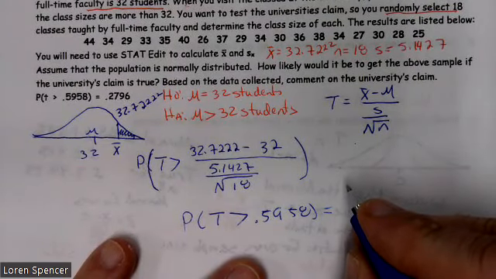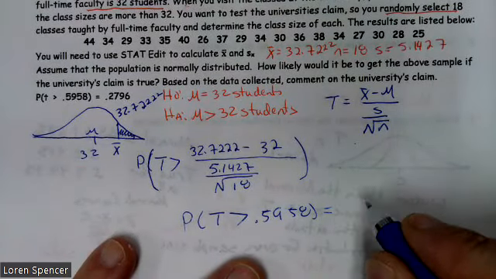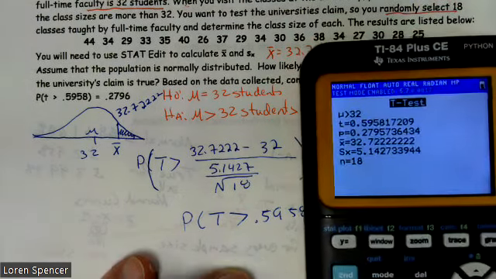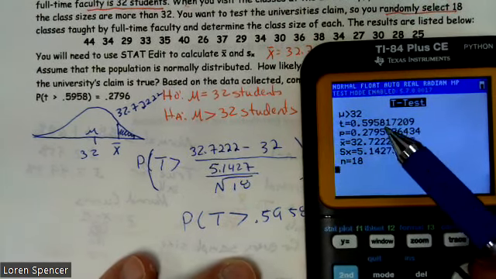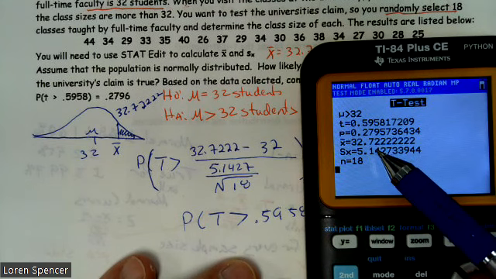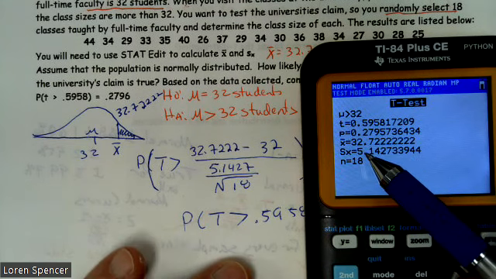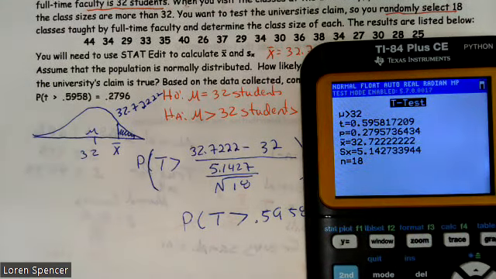The probability that t is greater than 0.5958 equals 0.2795. Well, please notice that when I ran it, it actually gave me my x bar and my standard deviation. So if you wanted to, you could run it and then notice it.